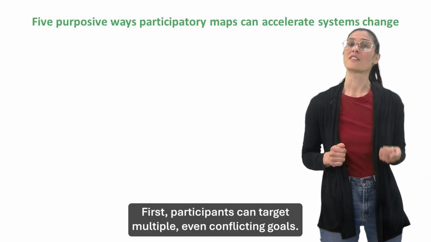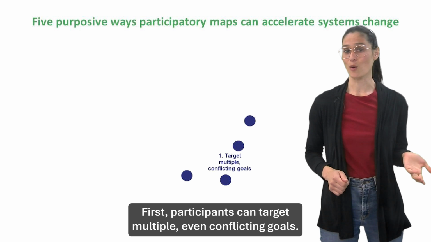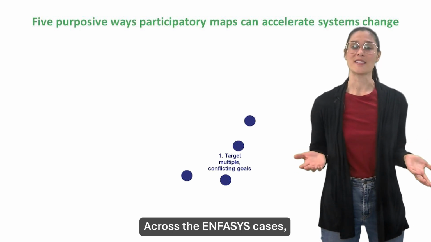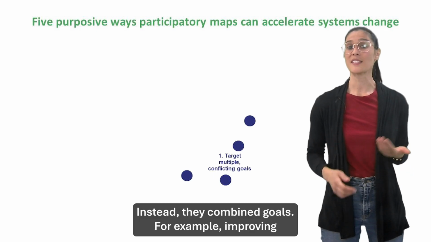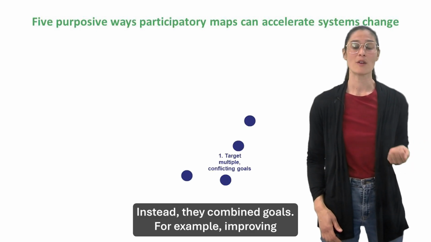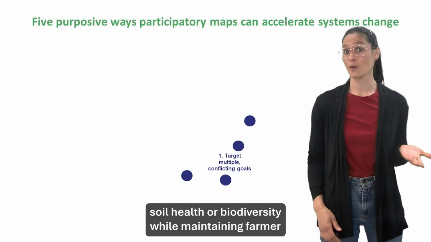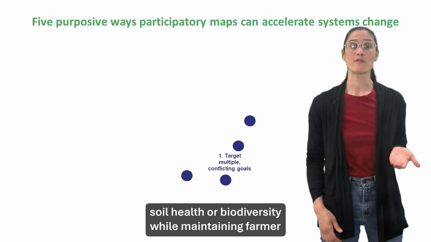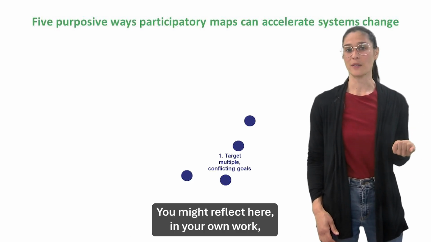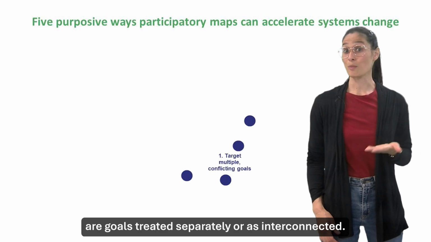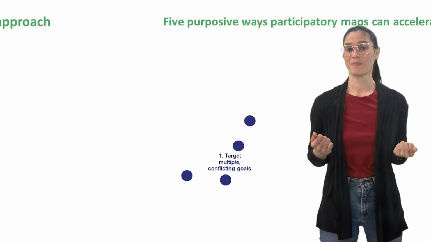So in practice, why is this useful? First, participants can target multiple, even conflicting goals. Across the emphasis cases, the most effective strategies did not focus on a single objective. Instead, they combined goals. For example, improving soil health or biodiversity, while maintaining farmer income or reducing input costs. You might reflect here, in your own work, are goals treated separately or as interconnected?